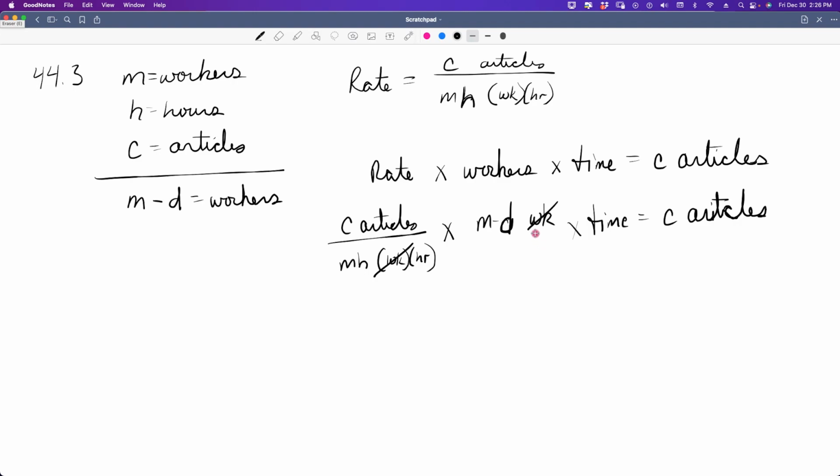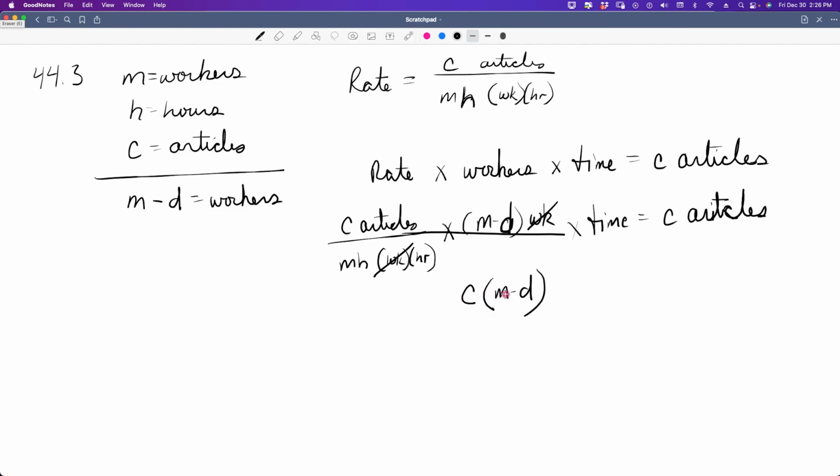And that's going to give us M times, or C times M minus D. So this is going to be C times M minus D, and we've eliminated workers because it was a factor, because this is all one problem, right? C times articles times M minus D times workers, M times H times workers times hours. So we were able to take away the workers that way.